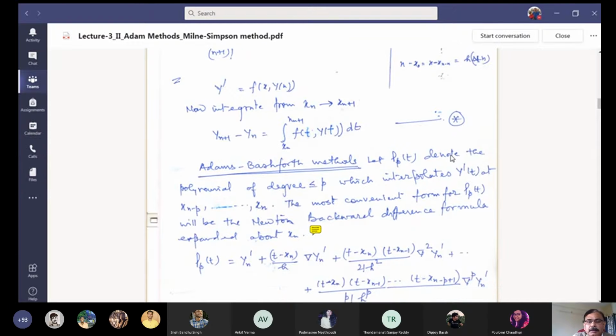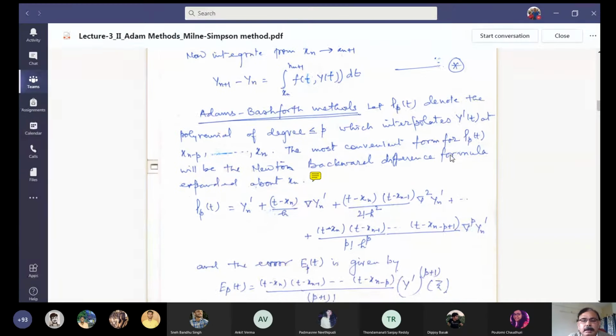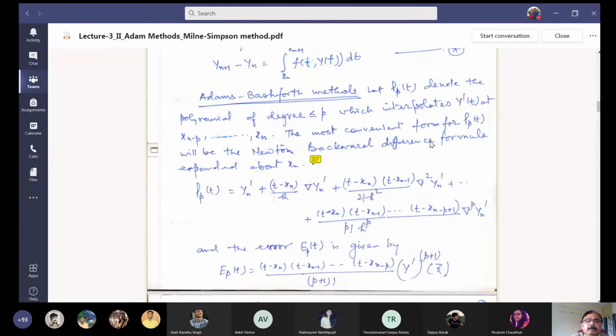Yeah, I will just revise quickly. Adams-Bashforth method. We have this integration, y_{n+1} minus y_n, integrated from x_n to x_{n+1}, equal to the integral of f(t, y(t)) dt, right?